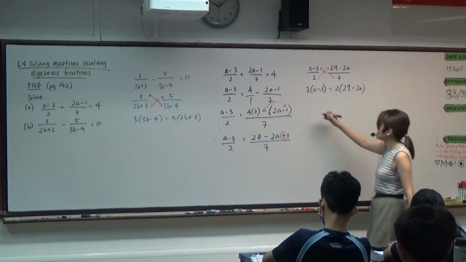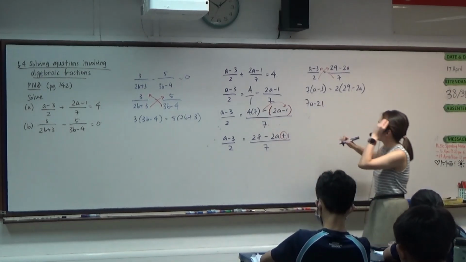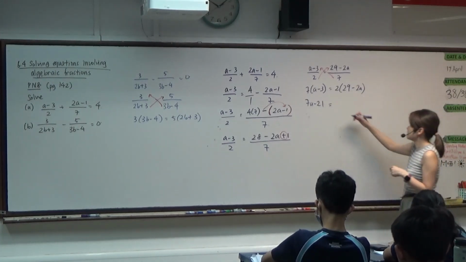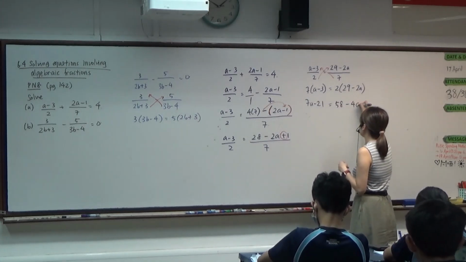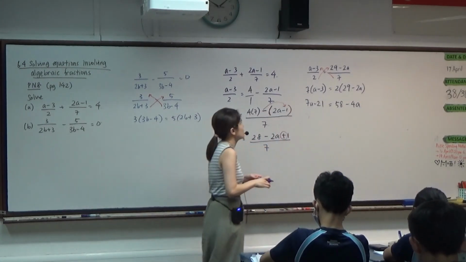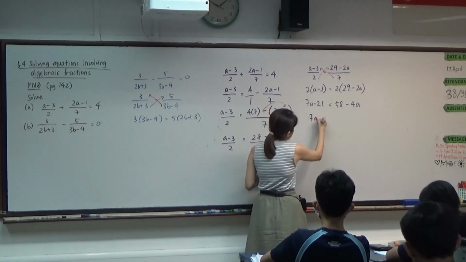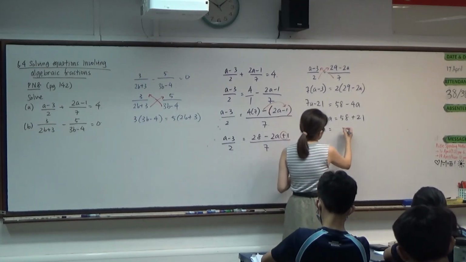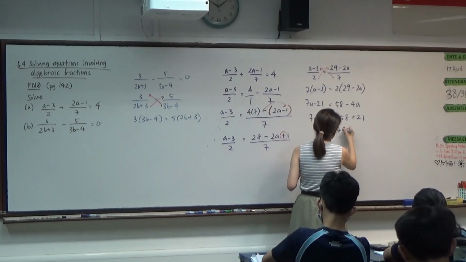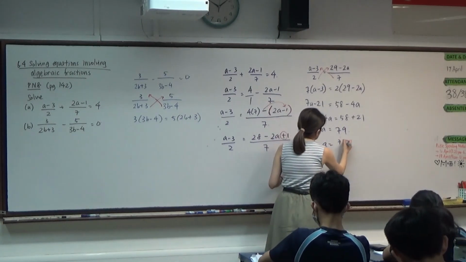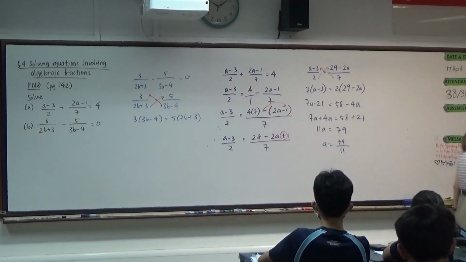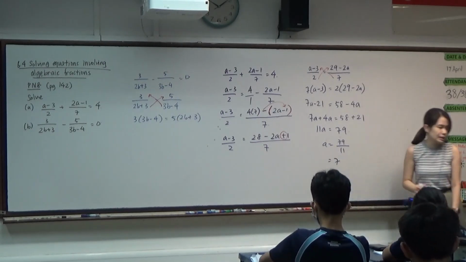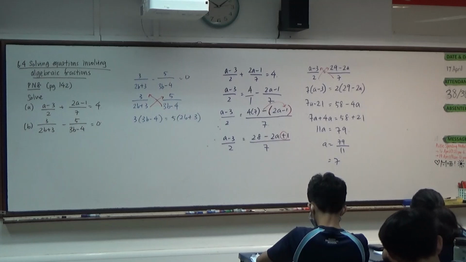And what will that give us on expansion is 7a minus 21 equals to 2 times 29, that is 58, minus 4a. So our aim is to find the value of a, place all the a's on one side. And we have a to be 79 over 11. You may leave it like that, or you may want to write it as a mixed number of 7 and 2 over 11.